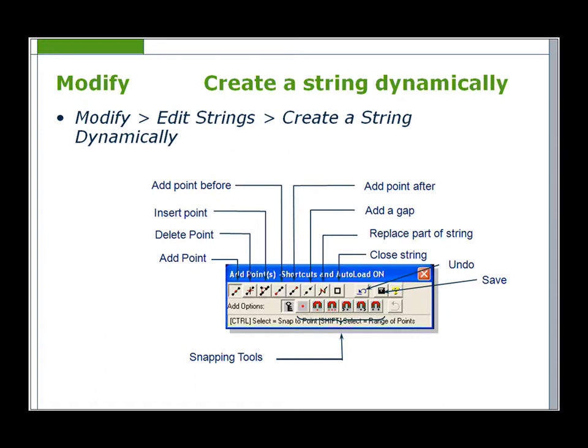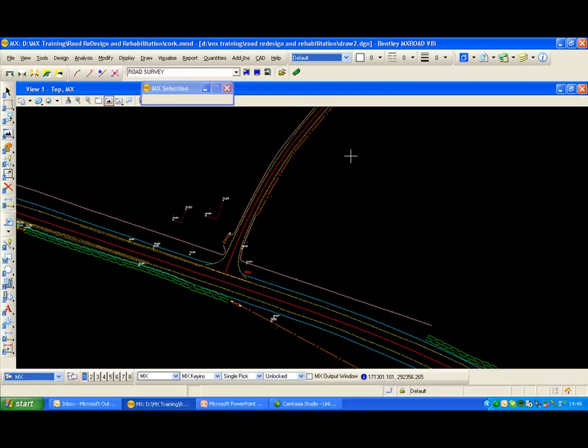We do have some snapping options at the bottom indicated by the red magnets that you can either snap to one point in the string, you can snap to all the points in the string, you can snap to a given location on the string from the end, or a given location from the start, or between two given locations.